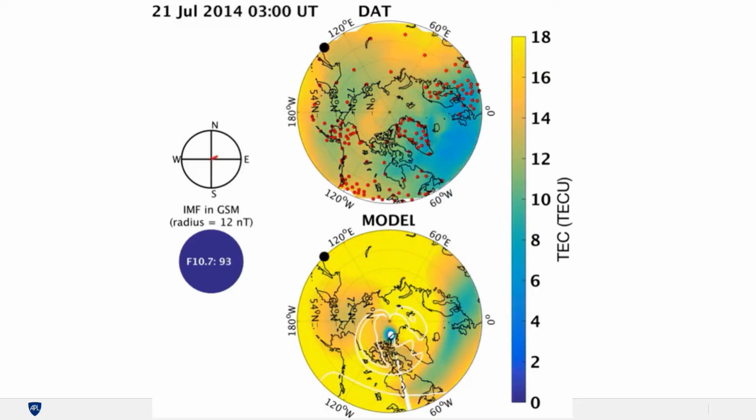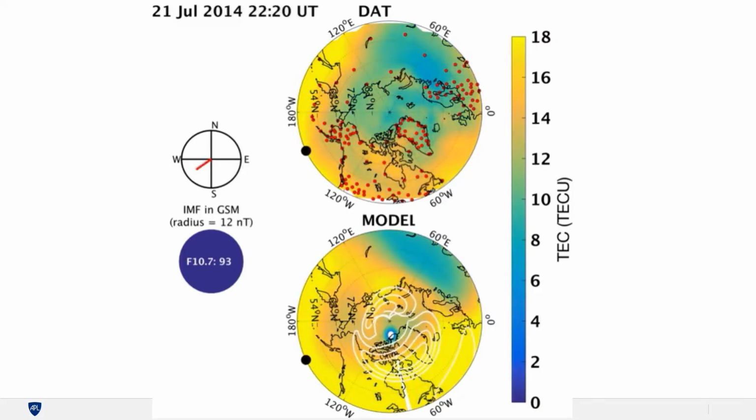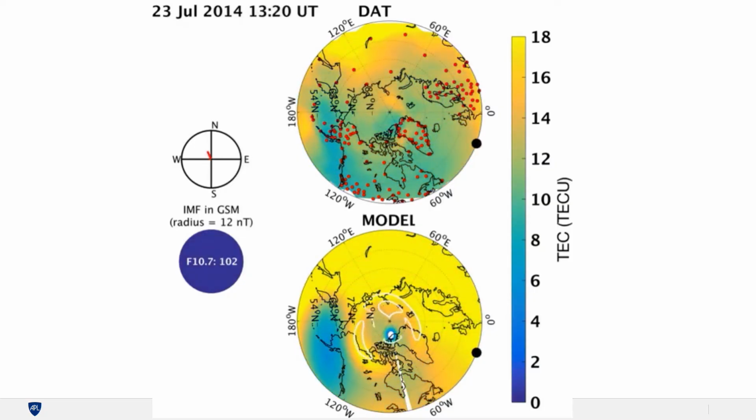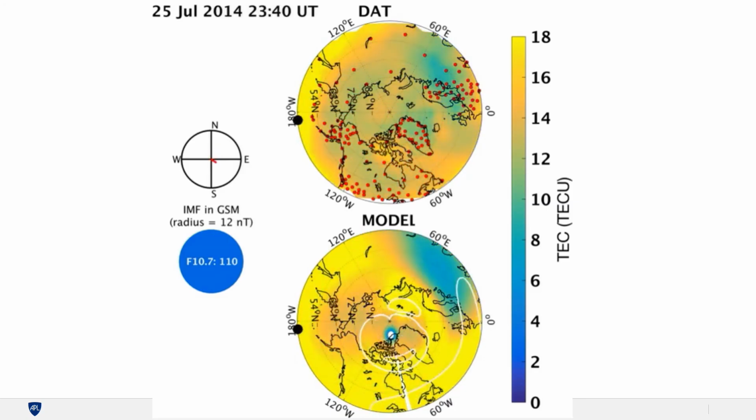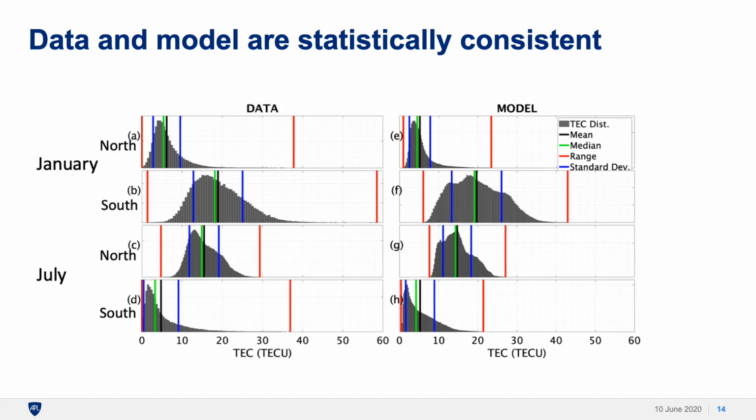Now if we look at the July movie, we can see that the polar cap TEC is higher than it was in January, but we don't see the same intense tongues of ionization. When we do see the plasma convected in, it tends to enter from the late evening and still usually from the American sector. If we do the same statistical analysis that we did on the data on the model, we can see pretty much the same patterns are retrieved in both cases. The tails on the model are not quite as far out, but we still have the same pattern of larger ranges in January than in July.